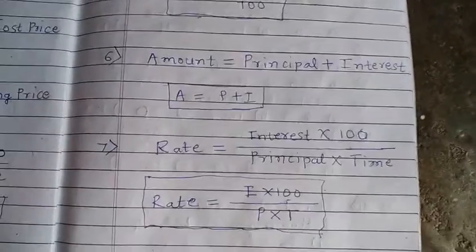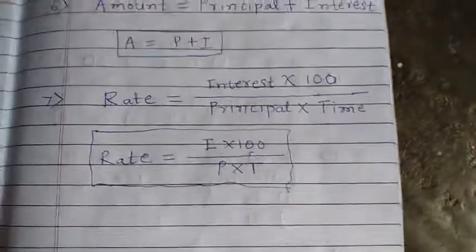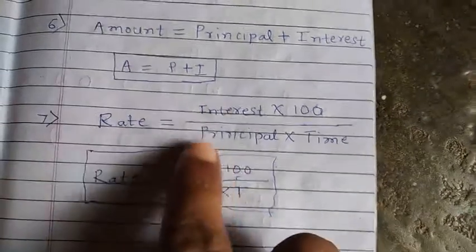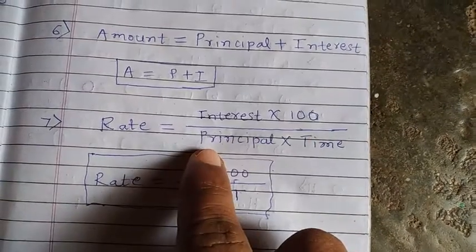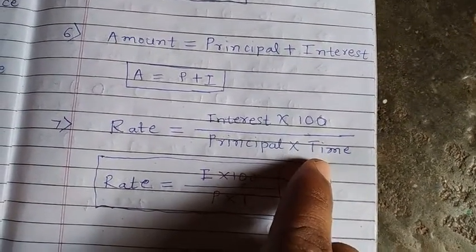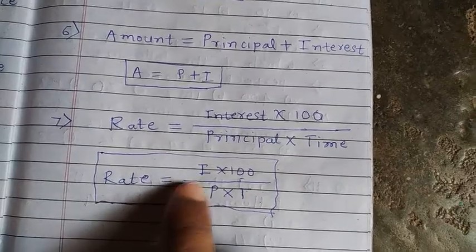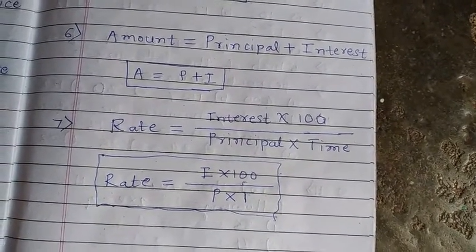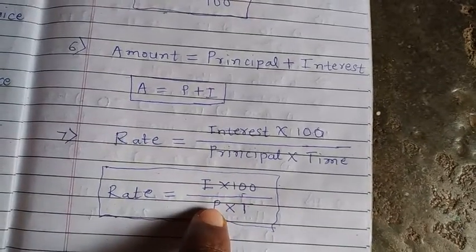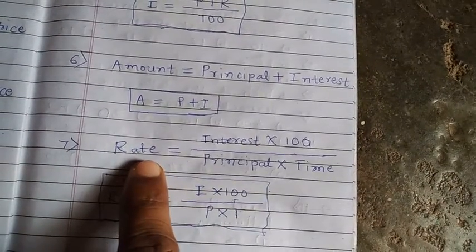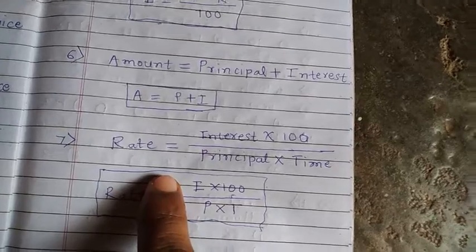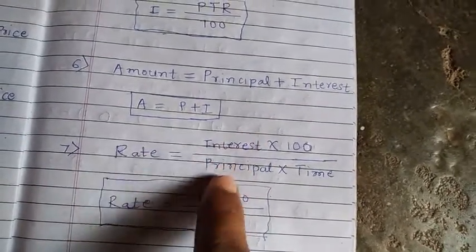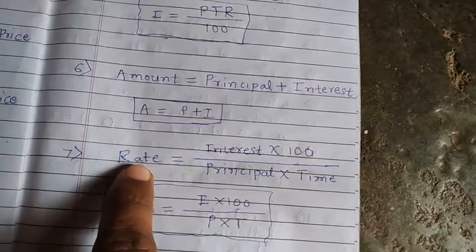The last formula is rate. Rate is equal to interest into 100 divided by principal into time. We write this shortcutly as rate is equal to I into 100 divided by PT. We use this formula to find the rate from the given problem. When they give us principal, time and interest, we have to use this formula to find the rate.